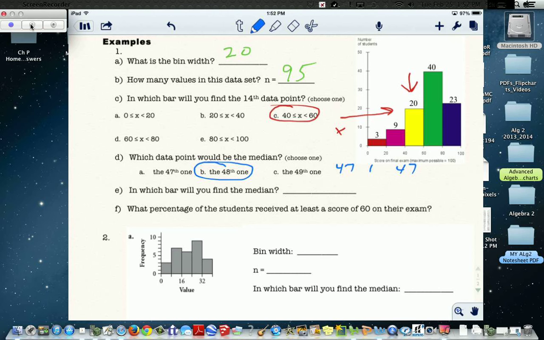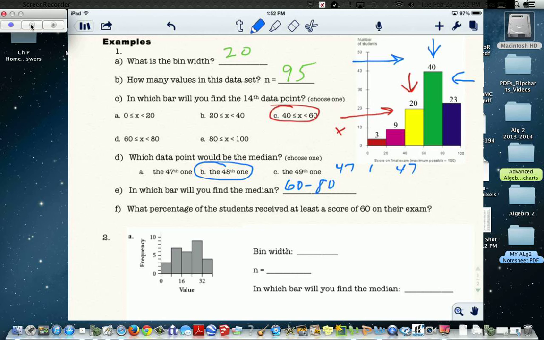In which bar will we find 48? Again, you can count 47 from the right or the left. So if you count in 23 from this side, you would find yourself in the green bar. Same thing from this side. 3 plus 9 is 12, plus 20 is 32, somewhere in the green bar. So in which bar will we find it? The 60 to 80 bar.